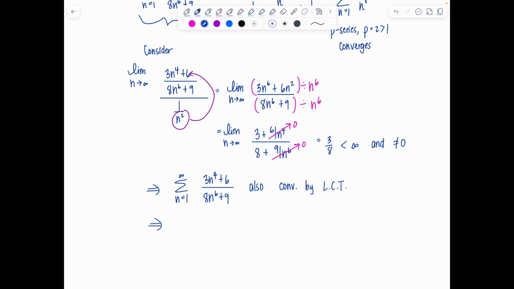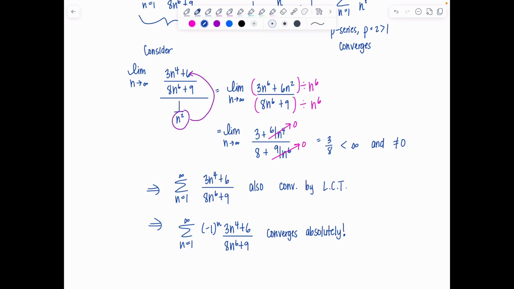So then now what can I say about the original series that I had before I took the absolute value, the one that was alternating? Well, when I took the absolute value, it converged. So that means this original series converges absolutely. That's the strongest kind of convergence.